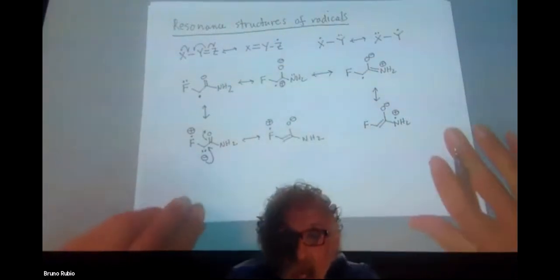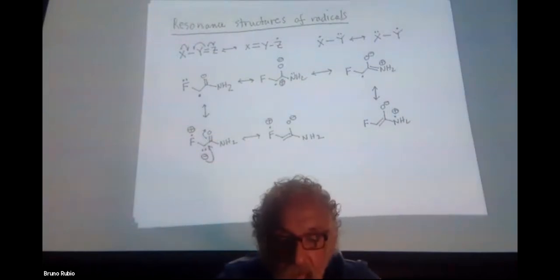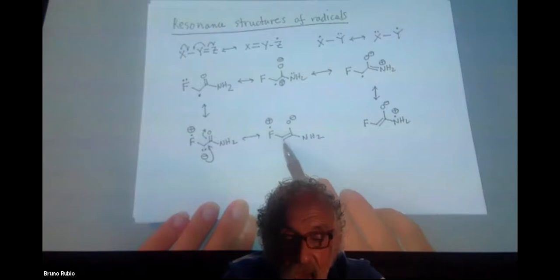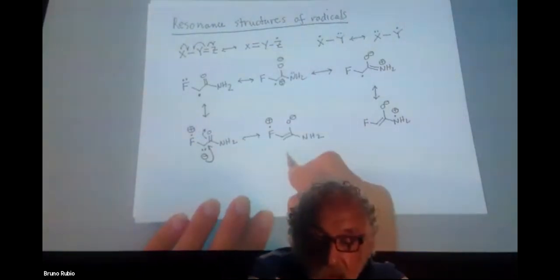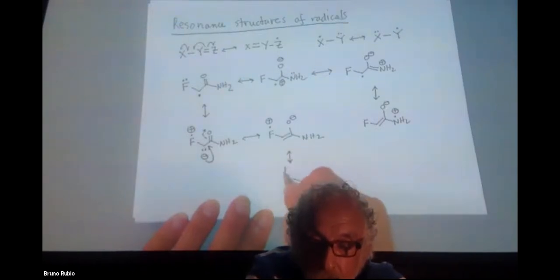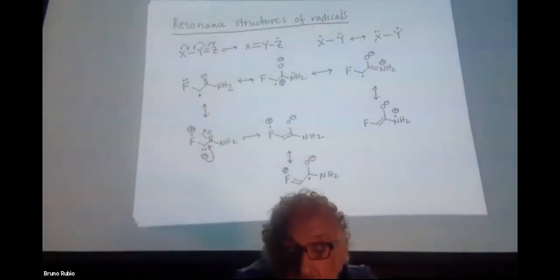And that would be our next resonance structure. And now I see that this guy is now of the type where I have the dot sitting next to a multiple bond. So this guy is like this. So I can write another resonance structure in which I'm playing around with that dot. So there's yet another resonance structure.